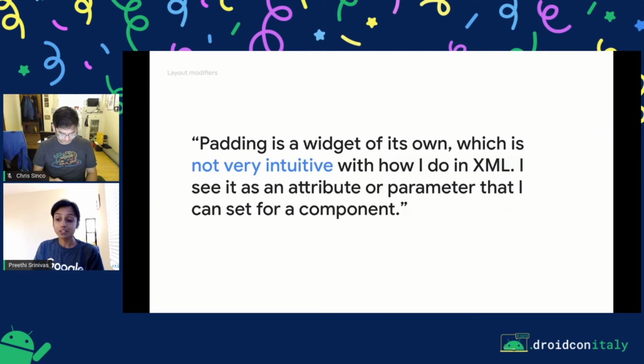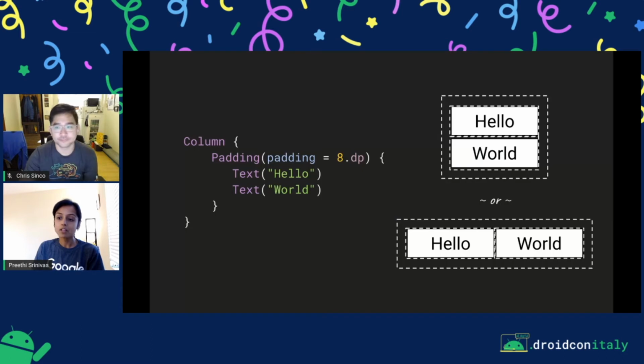Now, something that got called out very often in these research sessions was that padding as a component of its own is not very intuitive to how developers thought about padding in general. And some of this actually came from the classic view system, as this quote here demonstrates that it's not very intuitive. And in addition, we also started to observe that it was unclear for developers as to how to implement padding in the first place.